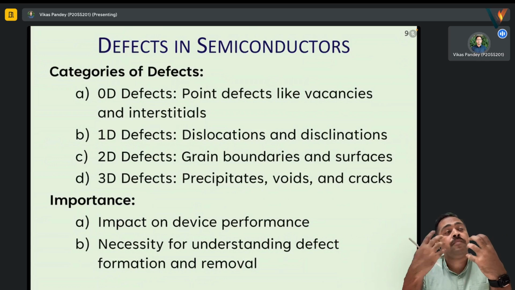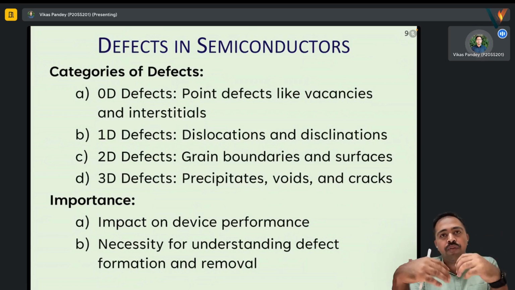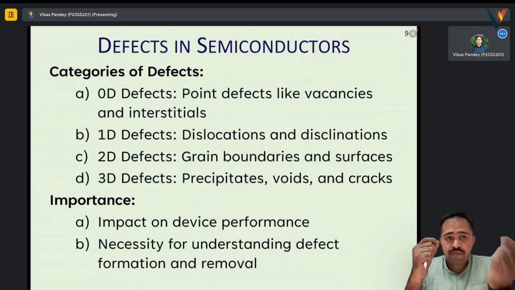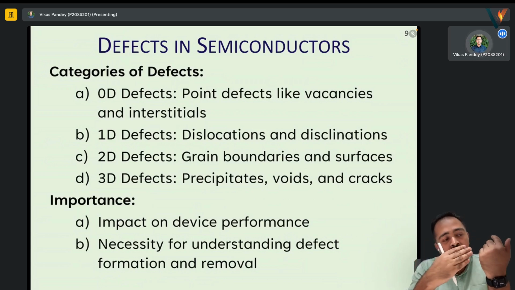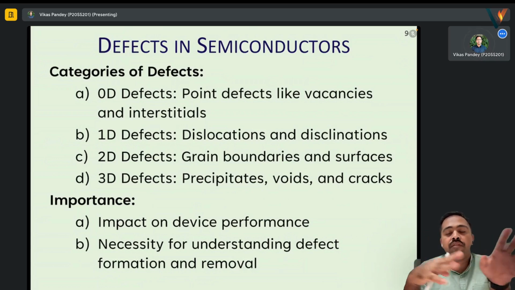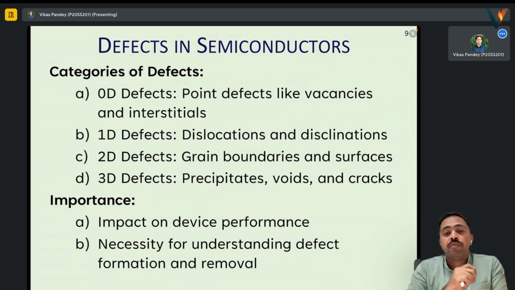That means it can be a volumetric defect, where the defect will not just be in the sense of a single atom or a line of atoms or a plane of atoms, but beyond that, it can be creating defects in all three directions. Why is it important? Because these defects impact the device performance. The device that we are going to make finally will have the effect of these defects in the semiconductor.